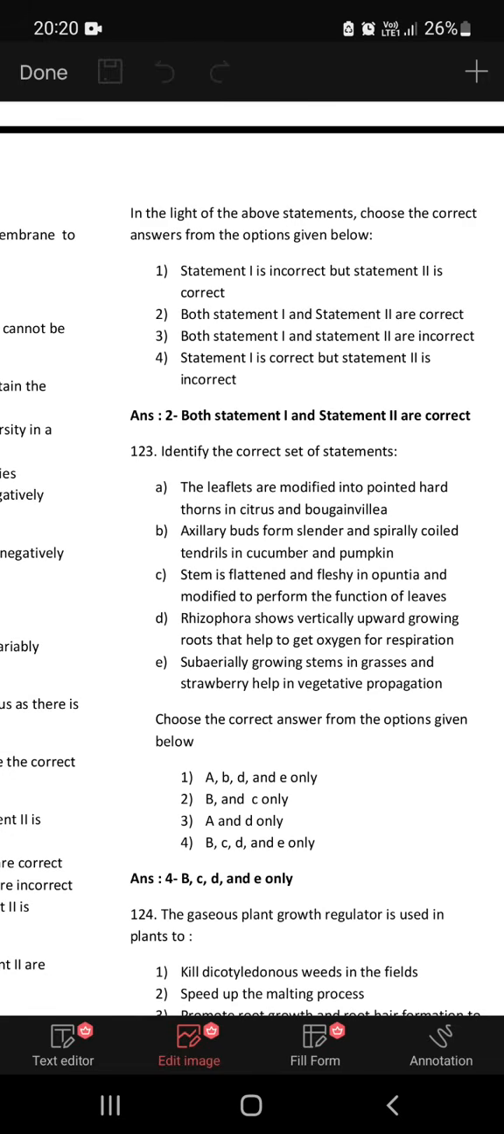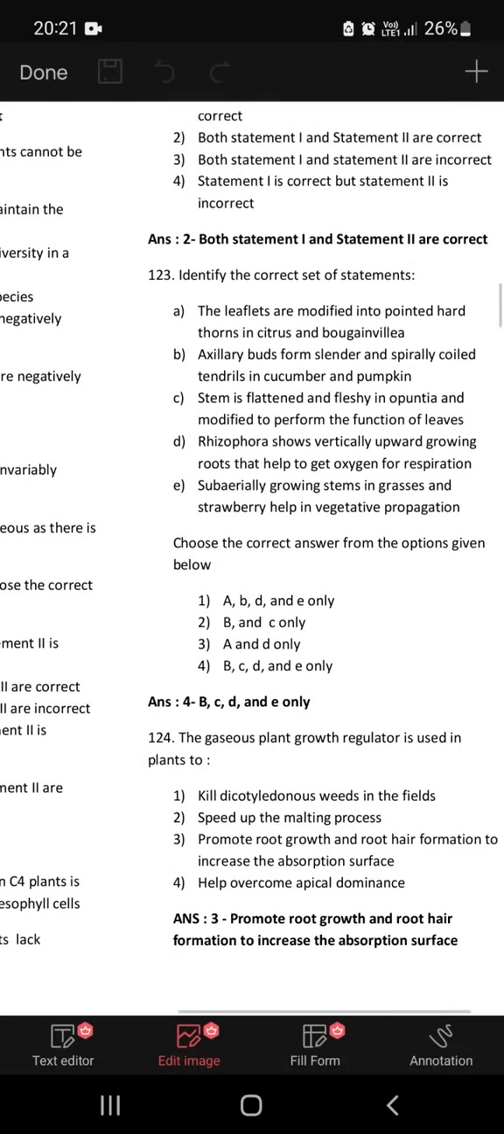D: Rhizophora shows vertically upward growing roots that help to get oxygen for respiration. That is also a correct option. So B, C, D and E are all correct options. E: Subaerially growing stems in grasses and strawberry help in vegetative propagation. This is also a correct option. Only when the older parts die, the younger parts of the subaerially growing stems remain. So B, C, D and E only. Option 4 is the correct option.